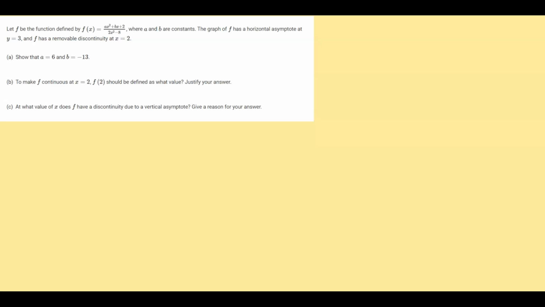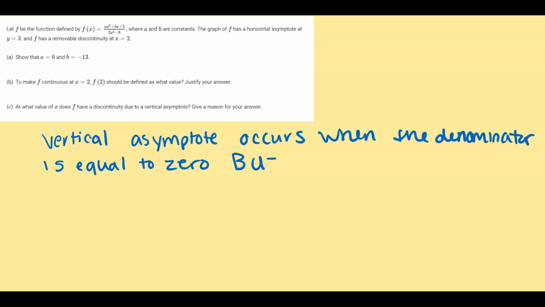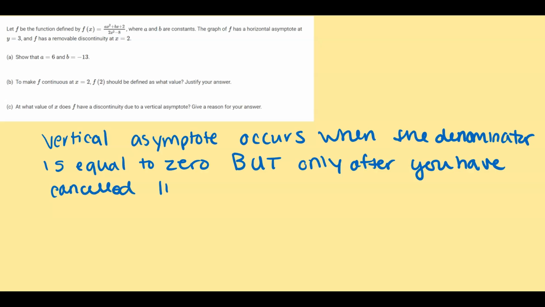All right, for part C, it says, at what value of x does f have a discontinuity due to a vertical asymptote? Give a reason for your answer. Again, this is really just, do you know your vocabulary? A vertical asymptote occurs when the denominator is equal to 0, but, and here's the big but, only after you have canceled like factors with the numerator.